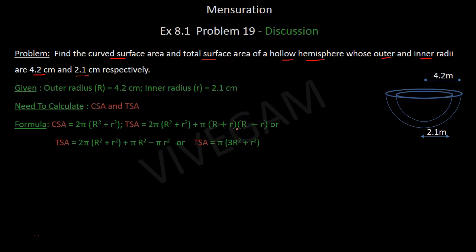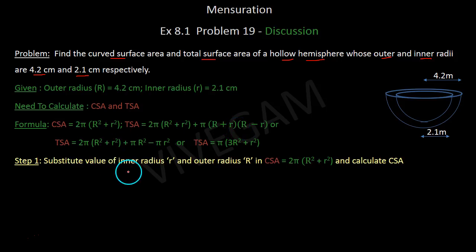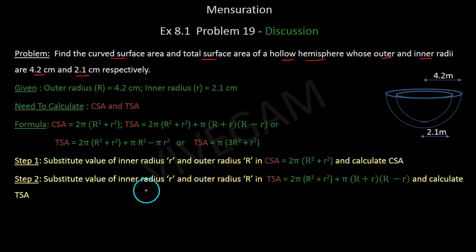Okay. So let me summarize the steps. Substitute the value of inner radius r, which is 2.1 centimeter, and the outer radius capital R, which is 4.2 centimeter, in the formula CSA equal to 2 pi into capital R square plus small r square, and calculate CSA. Step 2. Substitute the value of the inner radius small r and outer radius capital R in TSA equal to 2 pi into capital R square plus small r square plus pi into capital R plus small r into capital R minus small r, and calculate TSA.